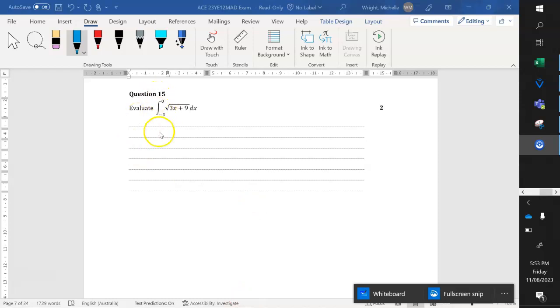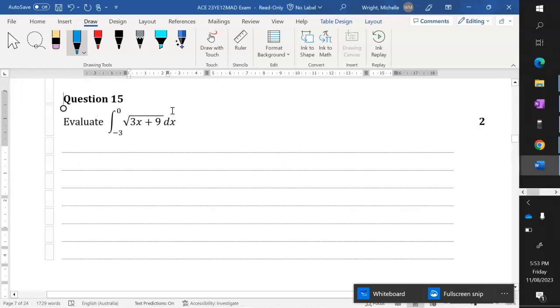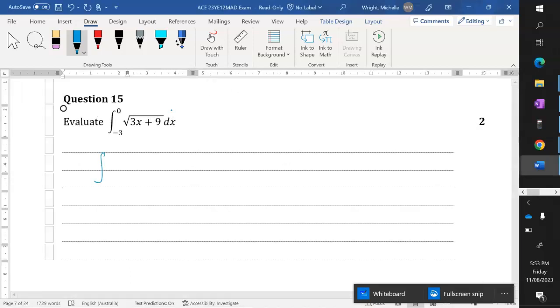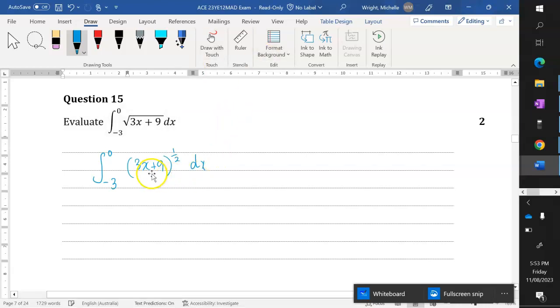We're evaluating the integral between 0 and minus 3 of the square root of 3x plus 9 with respect to x. Now, again, not very well done. What we needed to do was rewrite our function with a fractional index because you can't do it any other way. And what people needed to remember to do was look at your formula sheet because it's pretty much on there.